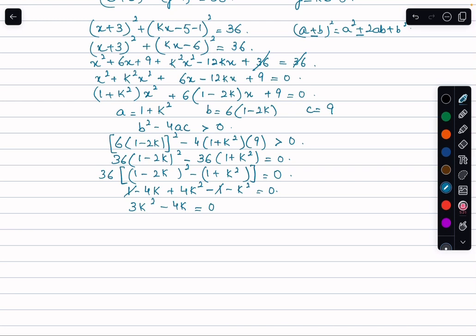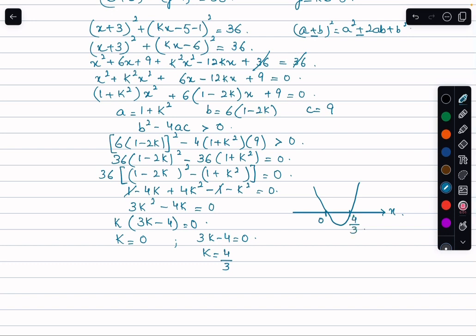Now I have this quadratic in terms of k with the coefficient of k² positive, meaning I will have the upward curve and then compare it with the x-axis. I have two values of k. Taking k common, I will be left with k(3k − 4), and the k values are going to be k = 0 and 3k − 4 = 0, from where I get k = 4/3. So k = 0 is one point here, and 4/3 is the other point here.